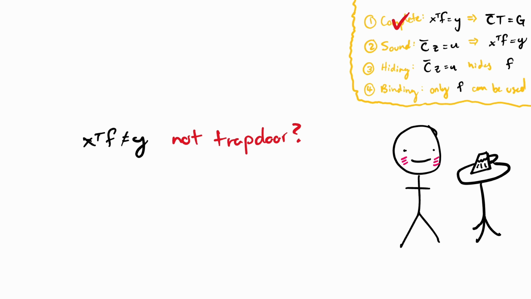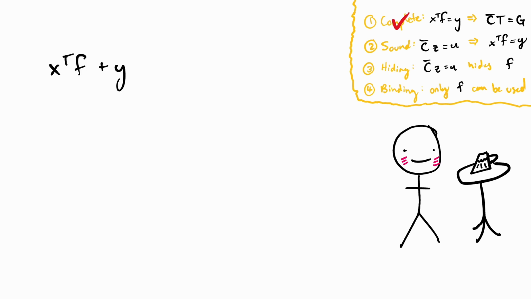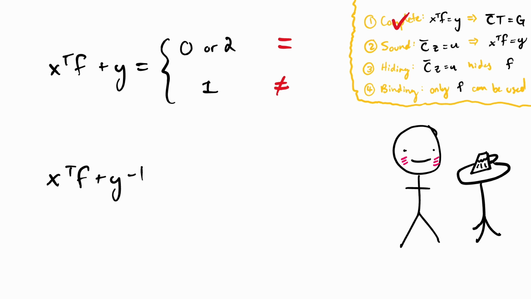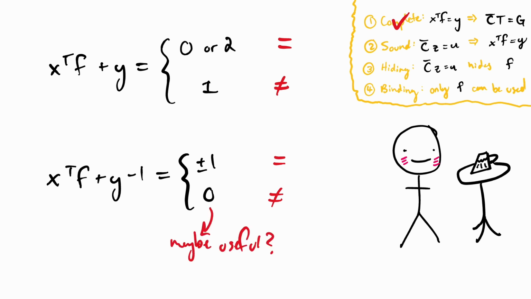How can I make it so there's no trapdoor when x transpose F is not equal to Y? There's something weird happening with x transpose F and Y. Because we're working with Boolean functions, when they're equal to each other, they sum to either 0 or 2, but when they're not, they sum to 1. Okay, well, what if I shift everything by 1? Then when x transpose F is equal to Y, we'll get plus or minus 1, but when they're not, we get 0. And like 0, maybe it's useful.